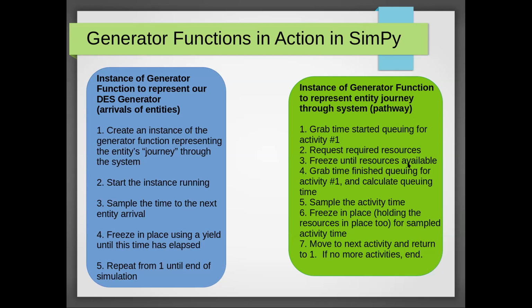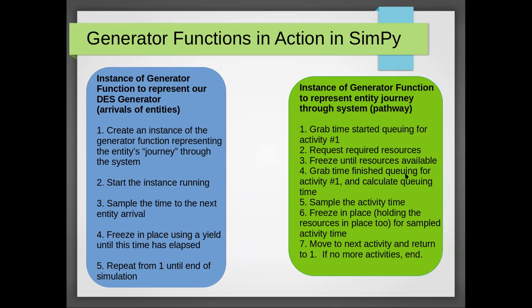So what this will do is each time one of these is started off, it'll grab the time that the patient started queuing for activity 1. It'll request the required resources it needs for that activity. It'll then freeze in place until those resources are available. So that's the point at which it will freeze. When those resources are available, it will then resume from where it left off because it's a generator function.